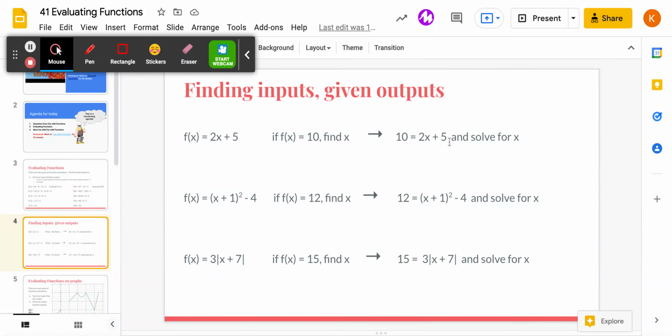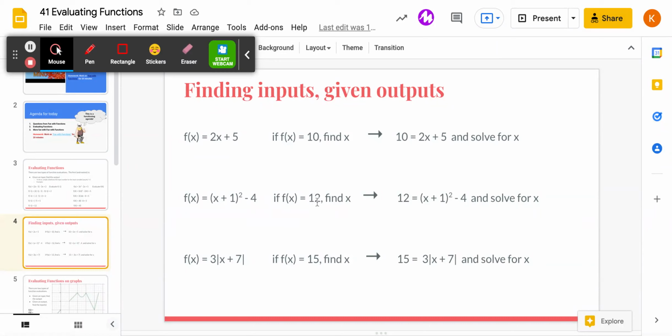Output of 10 is equal to 2x plus 5. Now you kids can do this in your sleep. You can just solve for x, and that will be the value of the input. Subtracting 5 from both sides and dividing by 2, I hope we get x is equal to 5 over 2, or 2.5. That would be the value of x. We found the input once we knew what the output was going to be. Looking at the second one, f of x equals 12.